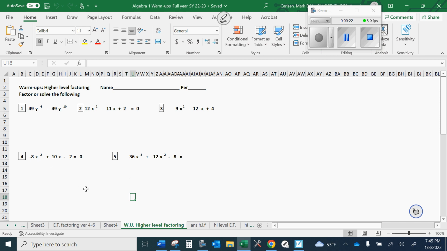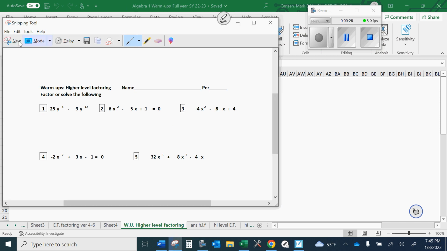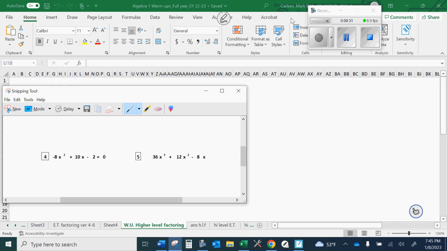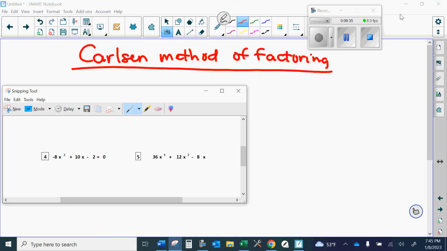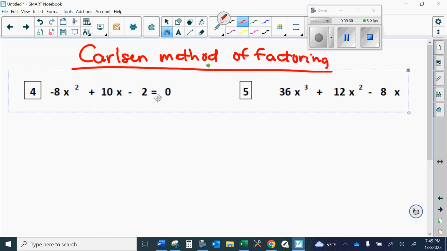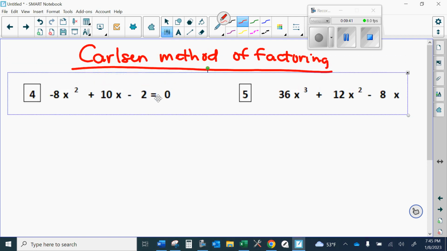Let's do these last 2. Maybe we'll do number 2 as well. We'll start with these 2, and then if we need to do more, we'll go back and do the other examples.